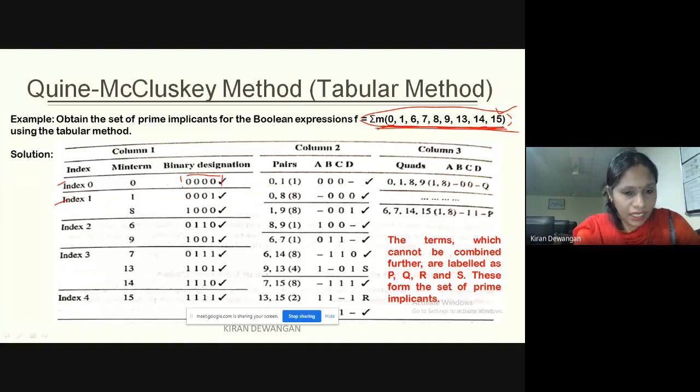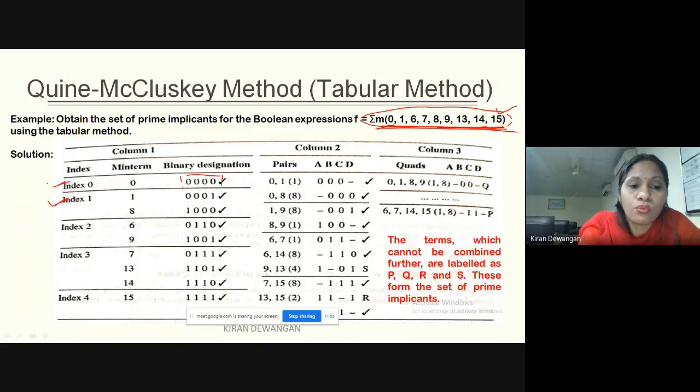There is not a single 1 in it. Am I getting right, everyone? Binary designation of 0 has no ones present in it. So it is coming in the index 0 case. Okay? Now we'll proceed with the index 1.